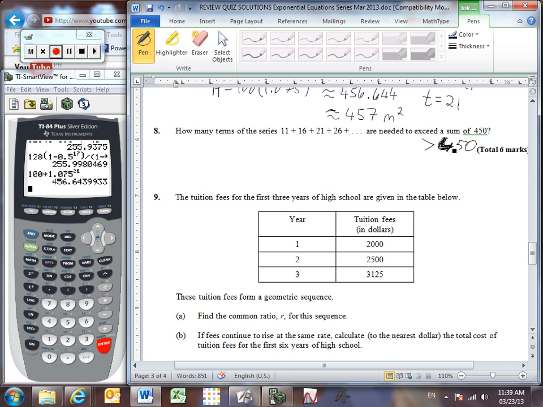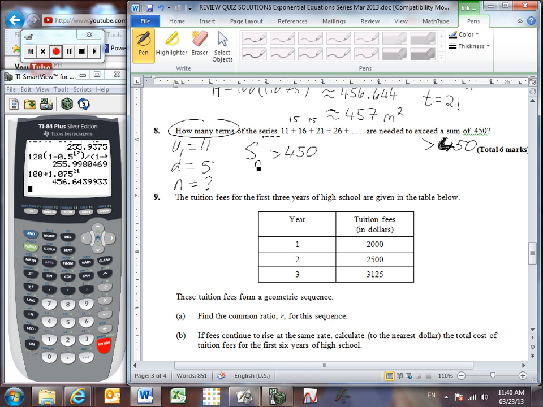Okay. Now let's observe this series. I think you'll see pretty quickly that we're going up by 5 every time. That means that our d value is equal to 5, and it's an arithmetic sequence, or in this case an arithmetic series because we're adding them together. We can see that u1 is equal to 11, d is equal to 5, and we want to find out what n is. How many terms will it take in order to have a sum which is greater than 450?